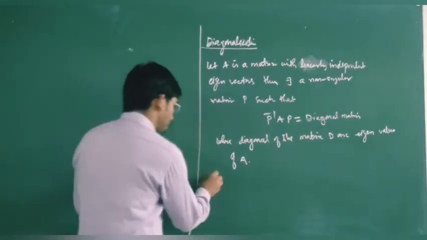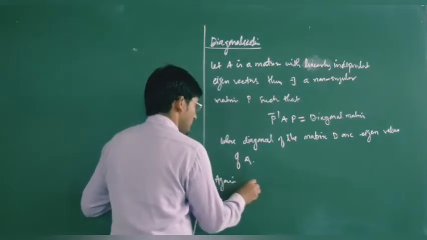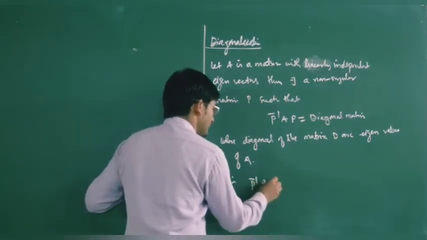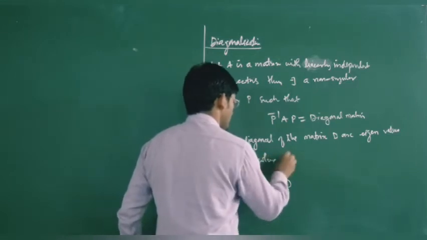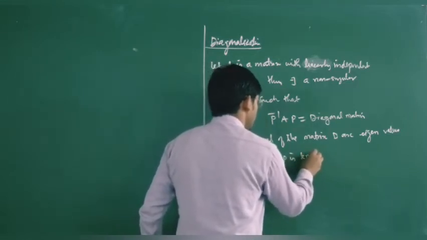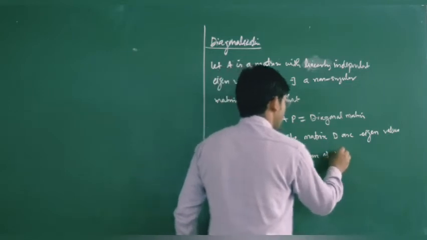Now again, P inverse AP is equal to D, where P is known as the model matrix.